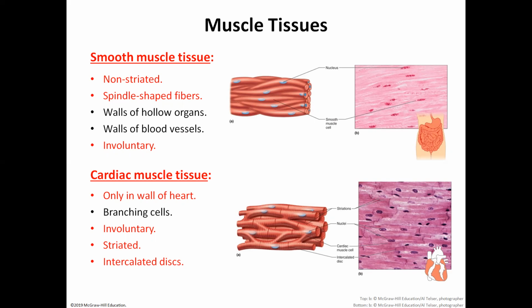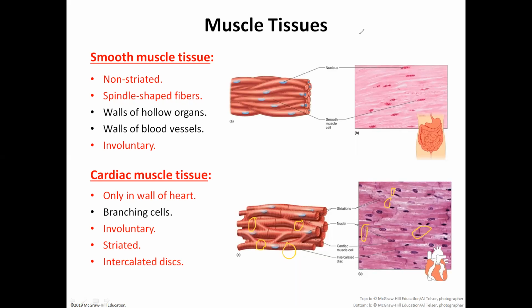And what we'll also notice is that you'll see these little cuts, if you will, within the cell. These are called intercalated discs. And we're not going to really discuss the function right this moment, but it helps with actually allowing the heart to contract. So these are called intercalated discs. So again, it's only found in the walls of the heart. It is involuntary movement. We have no control whether our heart contracts or not. It is striated. And again, we're going to see those intercalated discs.